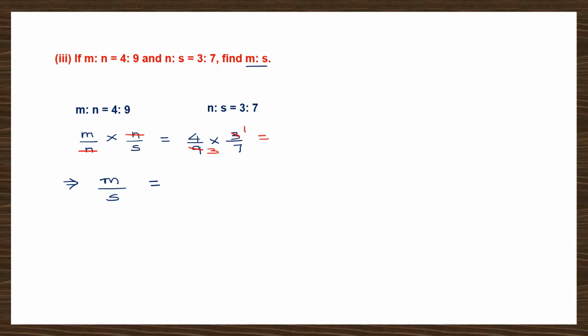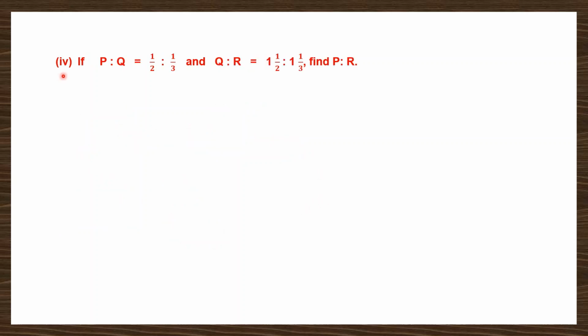So when we multiply this, what do we get? Multiply the numerators and the denominators. The numerator is 4 1s are 4 and the denominator 3 7s are 21. So 4 by 21. So m by s is 4 by 21. That means m is to s is equal to 4 is to 21. So this is what we've been asked to find. We've been asked to find m is to s and we found m is to s to be 4 is to 21. So these are the steps to be followed.